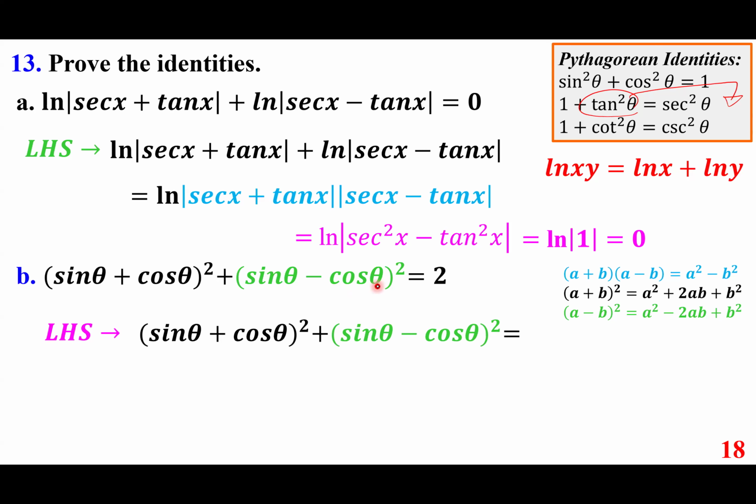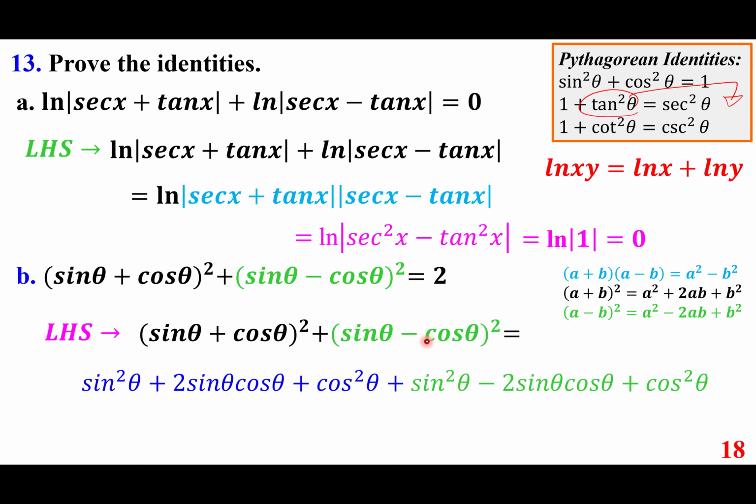So let's square the first piece, as I mentioned, sine squared plus 2 sine theta cosine theta plus cosine squared, plus, let's square the second piece, sine squared minus 2 sine theta cosine theta plus cosine squared theta.